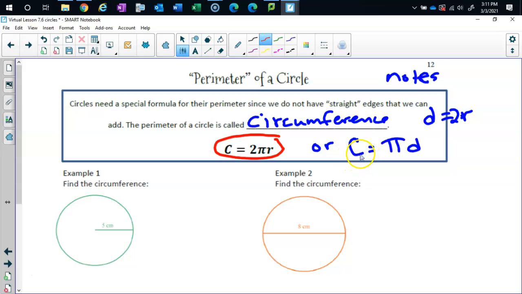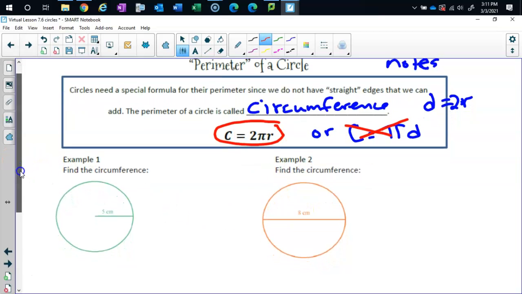But you will see later on in your math life that you can also say circumference is pi d, because diameter is 2 times the radius. These two things are the same, okay? I recommend using this one. So look at example 1.